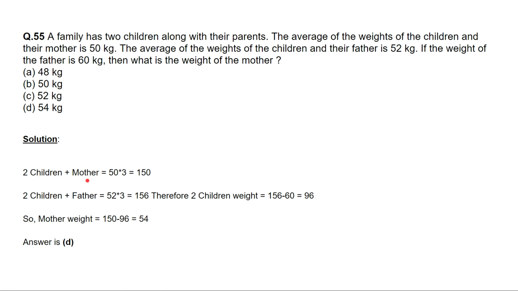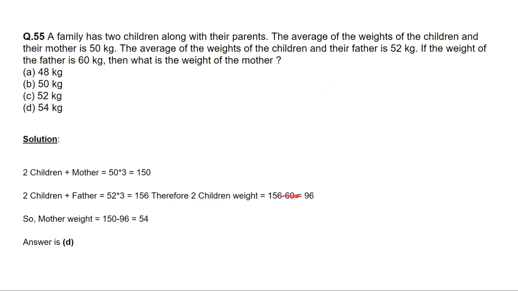Okay, this is a simple algebra question. The average weight of two children plus mother is 50. So 50 times 3 is equal to 150, that is the total weight of two children and mother.